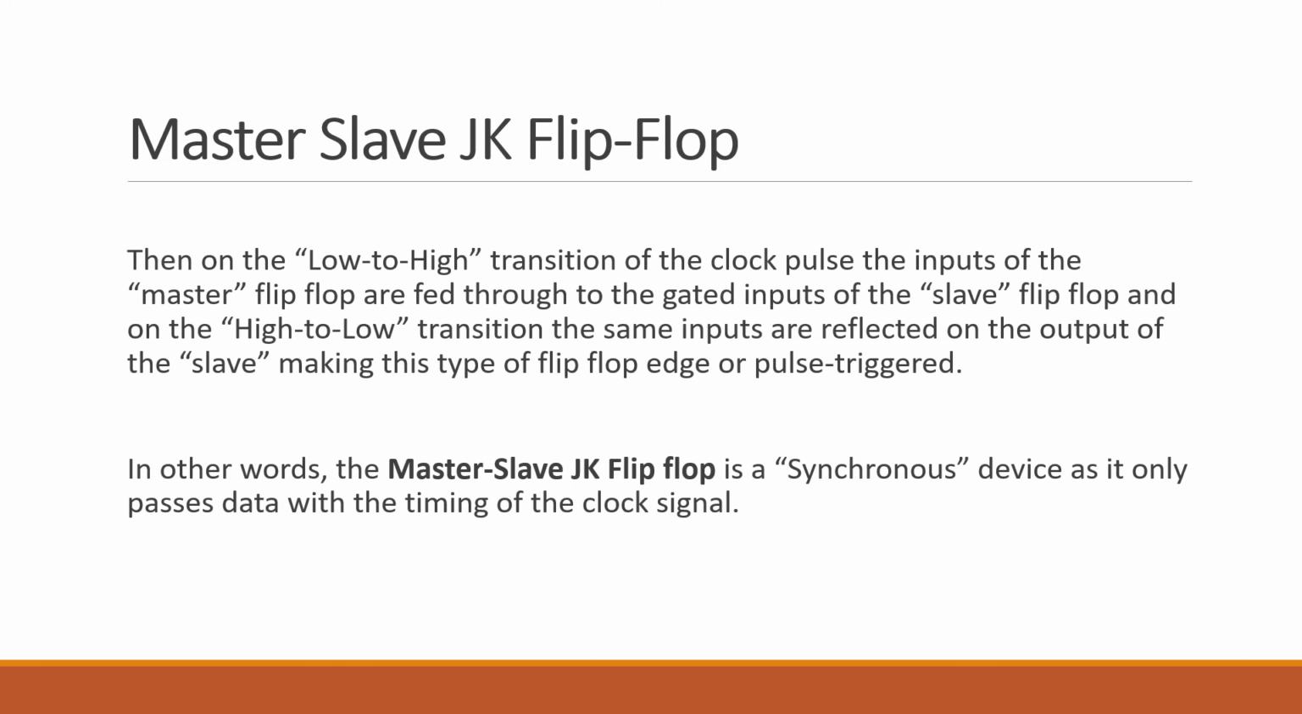On the low to high transition of the clock pulse, the inputs of the master flip-flop are fed through to the gated inputs of the slave flip-flop, and vice versa. On the high to low transition, the same inputs are reflected on the output of the slave, making this type of flip-flop an edge or pulse triggered flip-flop. Then the circuit accepts the input data when the clock signal is high and passes the data to the output on the falling edge of the clock signal. In other words, the master-slave JK flip-flop is a synchronous device as it passes data only with the timing of a clock signal.